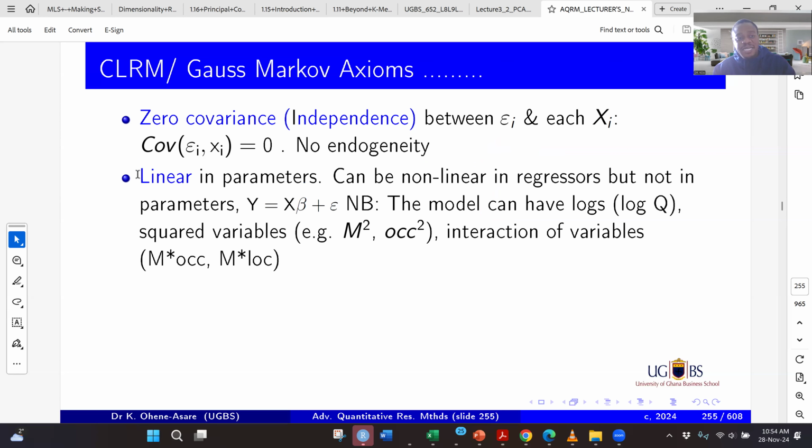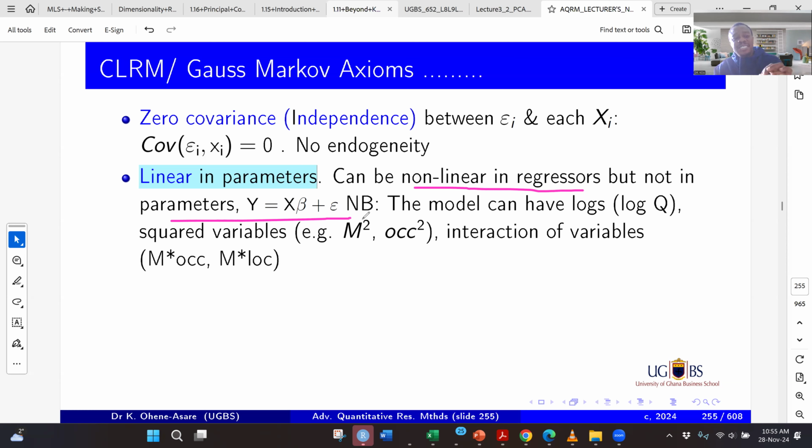But let's look at one more assumption, linearity in parameters. Linearity, what does that mean? That one is very simple. The relationship between the x and the y, that is between the dependent variable and the independent variable, must be linear. So model the relationship as a linear relationship, unless there's a strong reason that there is no linear relationship between the variables. The relationship can be nonlinear in regressors, but it must never be nonlinear in parameters.